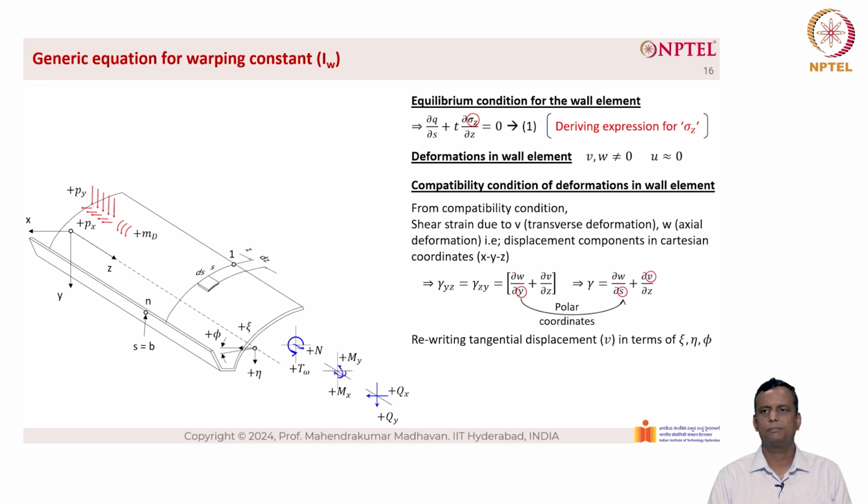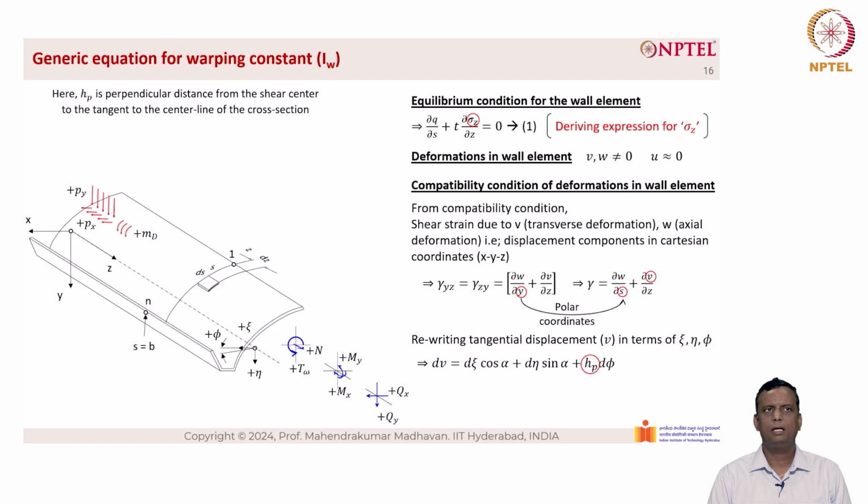Now, rewriting tangential displacement v in terms of zeta, eta and phi, we have dv equal to d zeta cos alpha plus d eta sin alpha plus h sub p into d phi. Here, h sub p is the perpendicular distance from the shear center to the tangent to the center line of the cross section. Now, for a point A, we have a tangent line at point A and then we have the shear center S. This perpendicular distance is represented as h sub p.